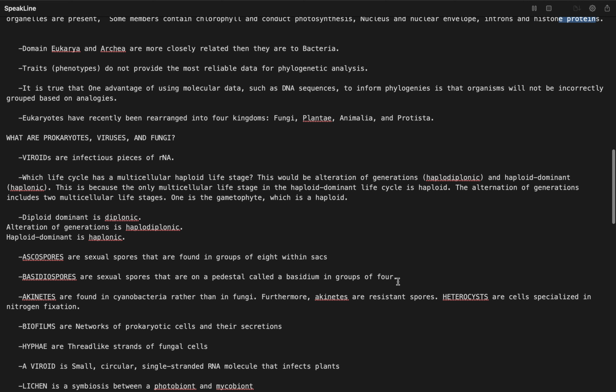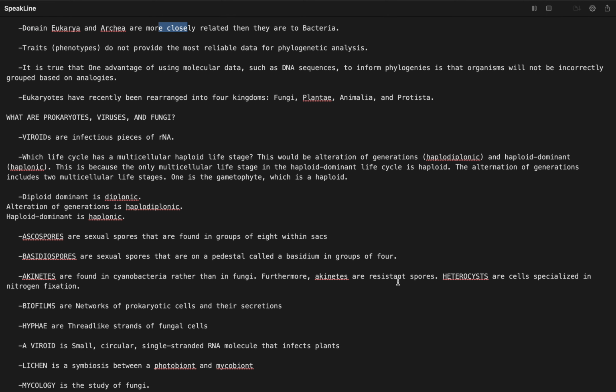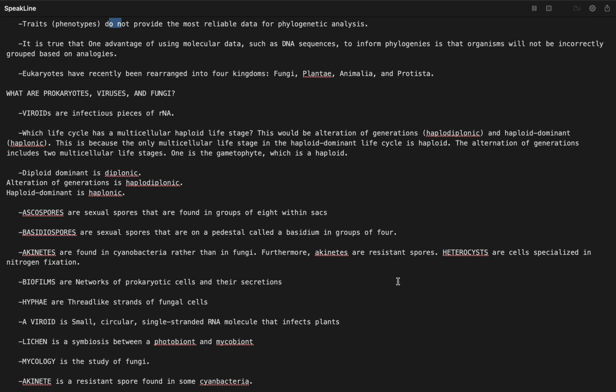introns and histone proteins. Domain eukarya and archaea are more closely related than they are to bacteria. Traits, phenotypes, do not provide the most reliable data for phylogenetic analysis.